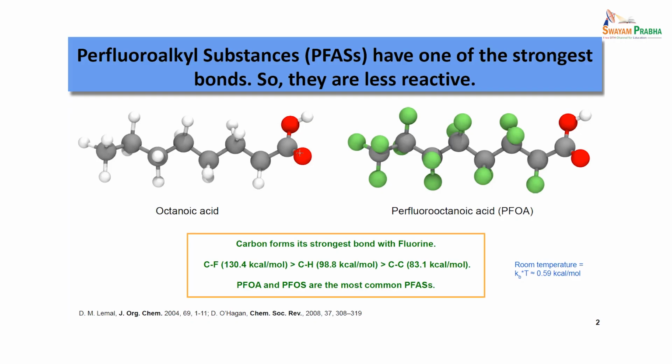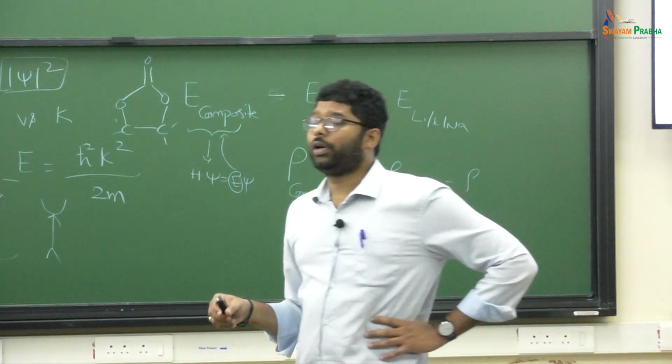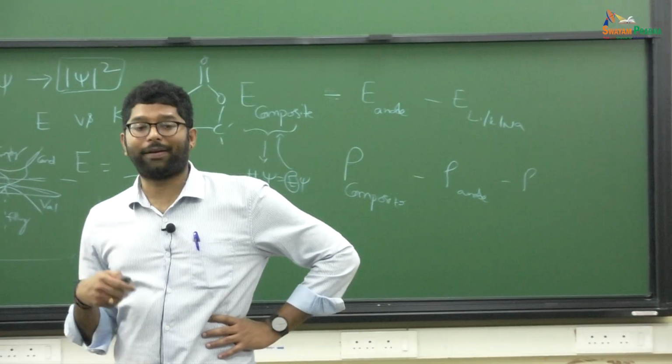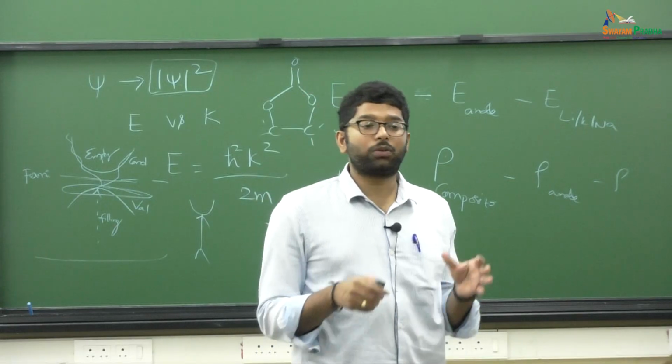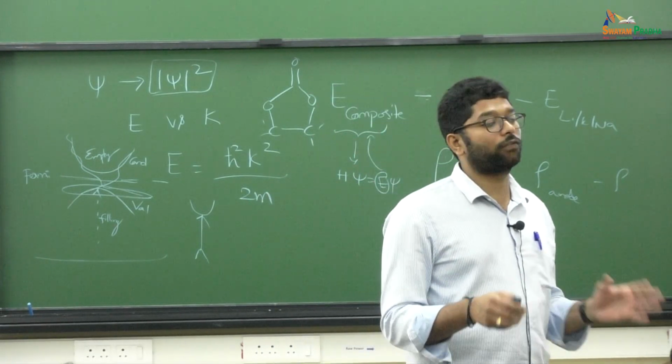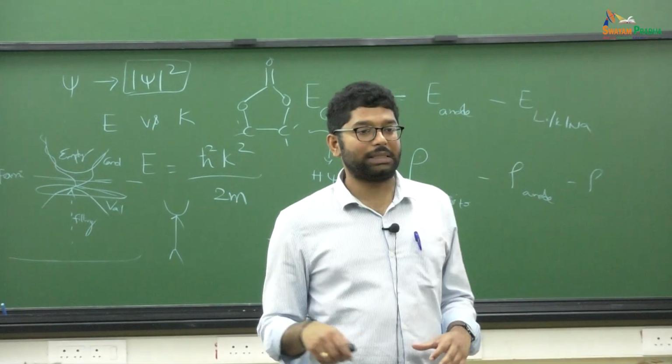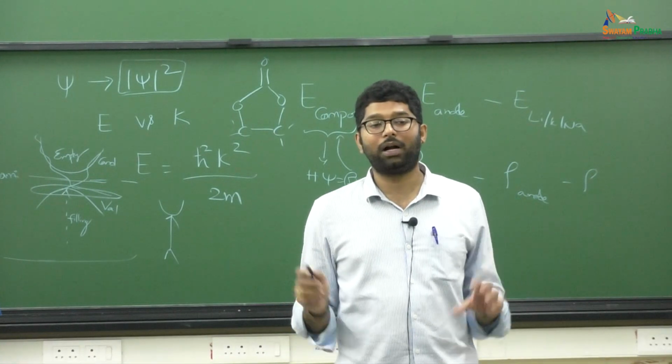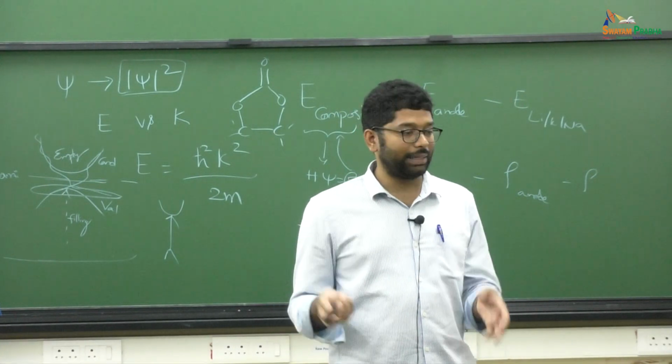And among these perfluoroalkyl substances, PFOA and PFOS are the most commonly available ones. What is PFOA? Perfluorooctanoic acid. PFOS is perfluorooctane sulfonic acid. These are the two compounds that are widely used in industries. If you replace all the hydrogens, that is called a perfluoroalkyl substance. If you replace only certain ones, that is called a polyfluoroalkyl substance. That's the reason PFAS as such are called per- and polyfluoroalkyl substances.